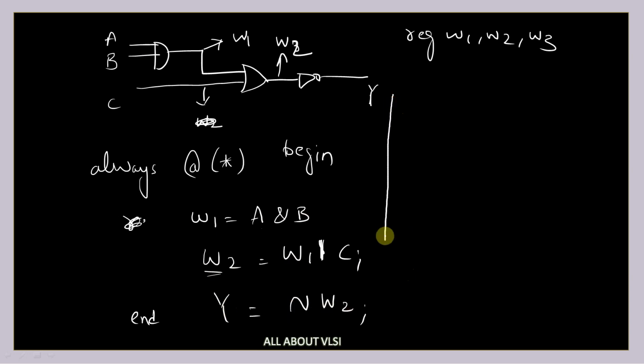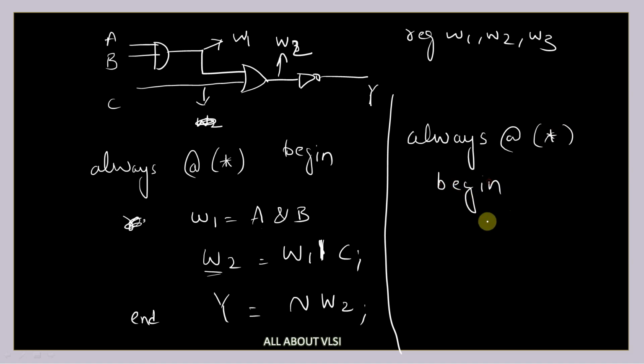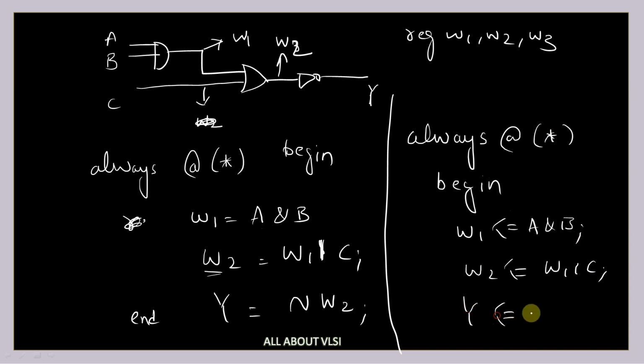Let us say I write this same design using non-blocking assignments. Then, always @(*) begin, W1 non-blocking assigned A and with B, W2 non-blocking assigned W1 or with C, and Y non-blocking assigned not of W2. We have this particular design. Now, what is the difference between these two? Let us try to understand.